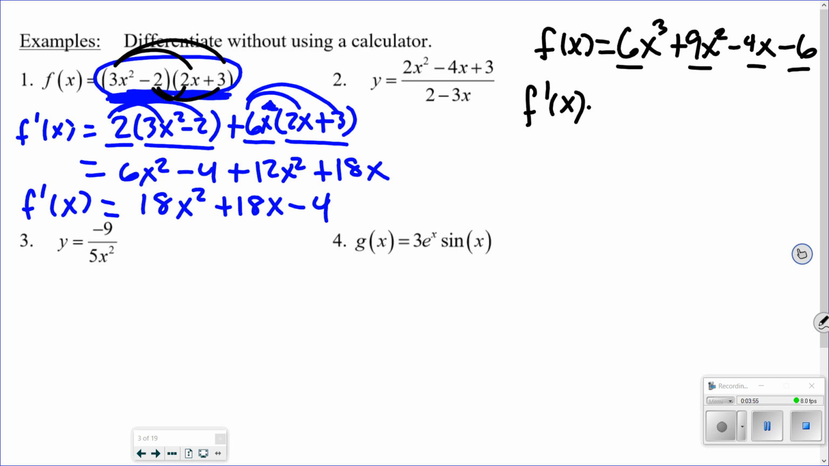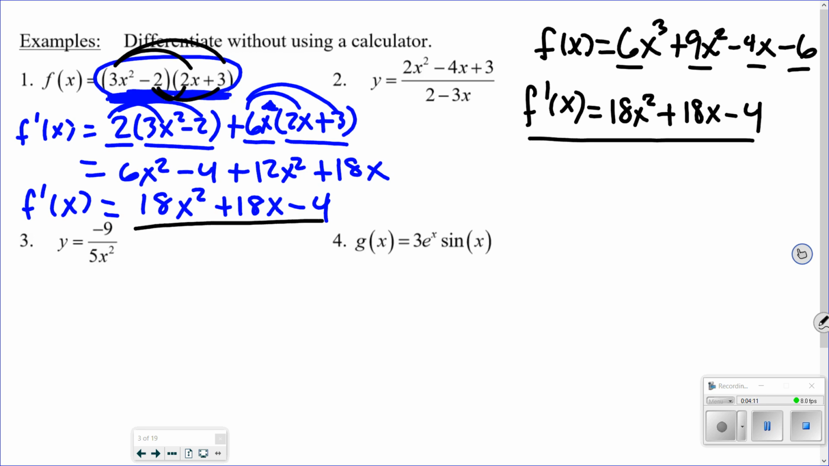The 3 drops down, so 3 times 6 is 18, subtract 1 from the power. The 2 drops down, subtract 1 from the power. Minus 4x just becomes minus 4, and the minus 6 goes away. Hey, I got the exact same thing. It worked out to be the same thing.